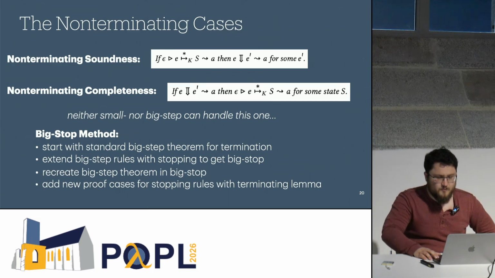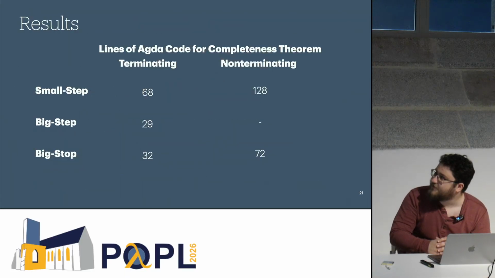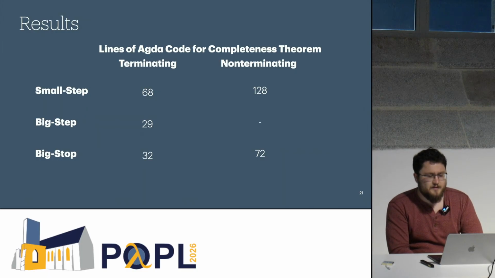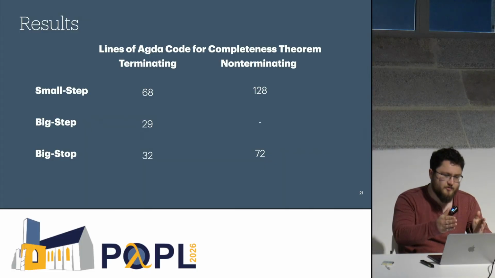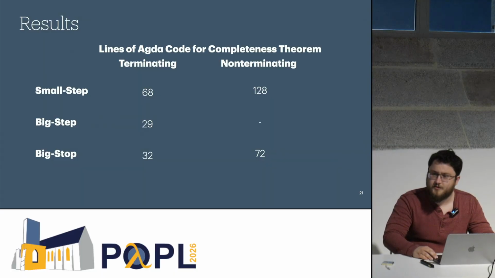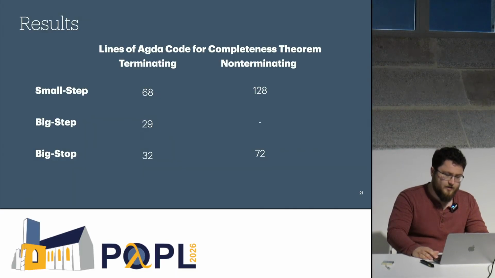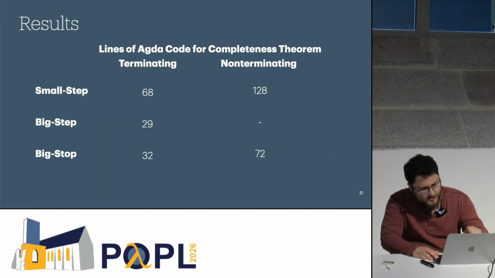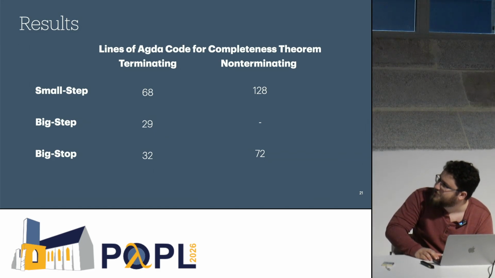The result of doing this formalization of the correctness, specifically for completeness, looks like the following. I could talk about all these numbers quite a lot, but suffice it to say that the big stop semantics shows that we can get all the results that we want for terminating and non-terminating programs with relatively few lines of code, especially compared to small step semantics, which is often twice as big. Now, the final thing I'll say is that for big stop semantics, you'll notice that the non-terminating proof is about twice as large as the terminating one.